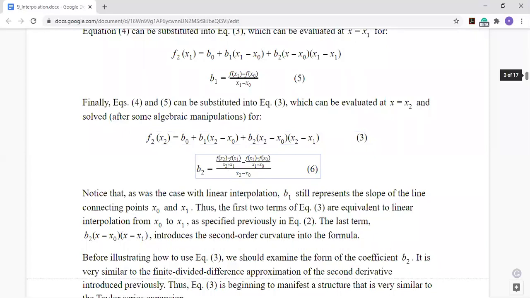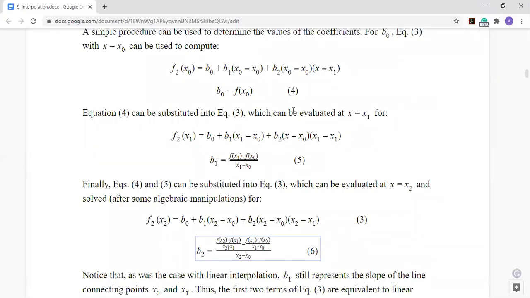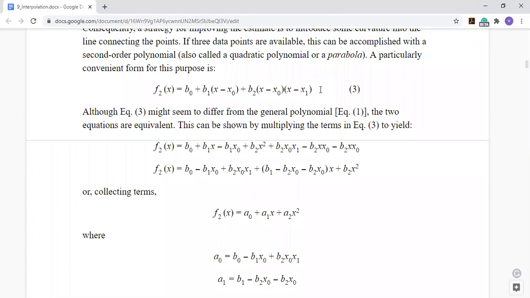So these three equations we've got, equations 4, 5, and 6, are the ones I told you we need: b naught, b1, and b2. These are the equations we're going to use to calculate b naught, b1, and b2. Then we simply put them into the second order polynomial, the quadratic polynomial we've already derived. Then we can evaluate the value of the function at the value of x that is given to us.